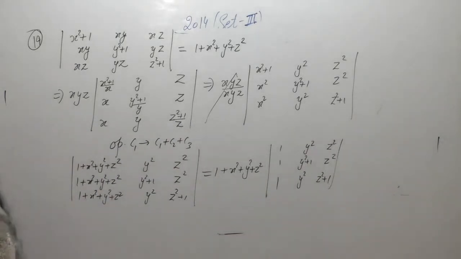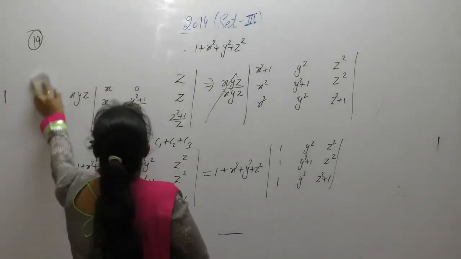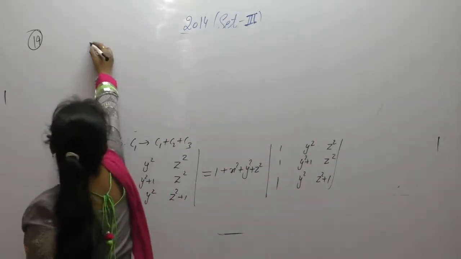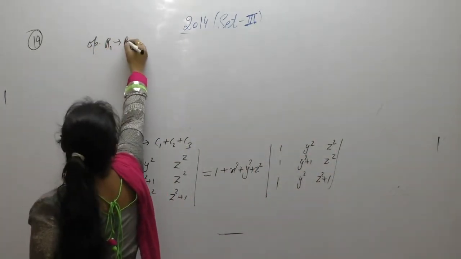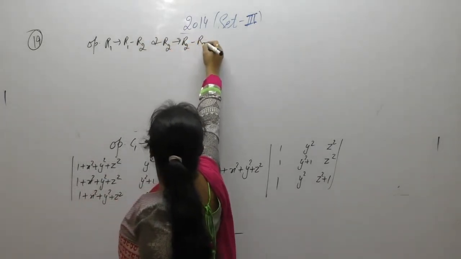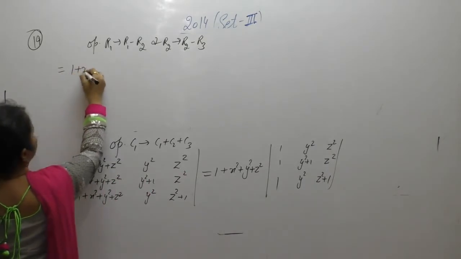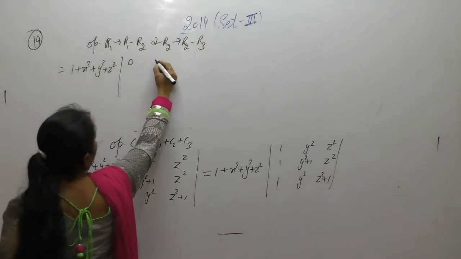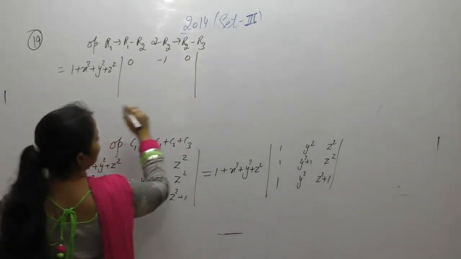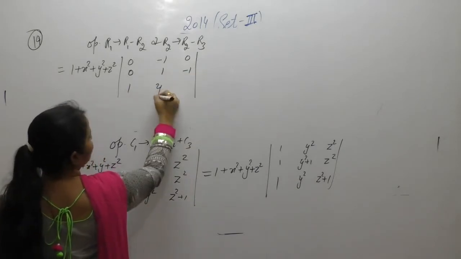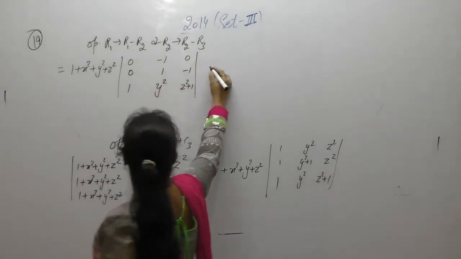Now in the next step, operate R1 as R1 minus R2 and R2 as R2 minus R3. 1 plus x square plus y square plus z square, y square minus y square, z square minus z square, 1, y square, z square plus 1.